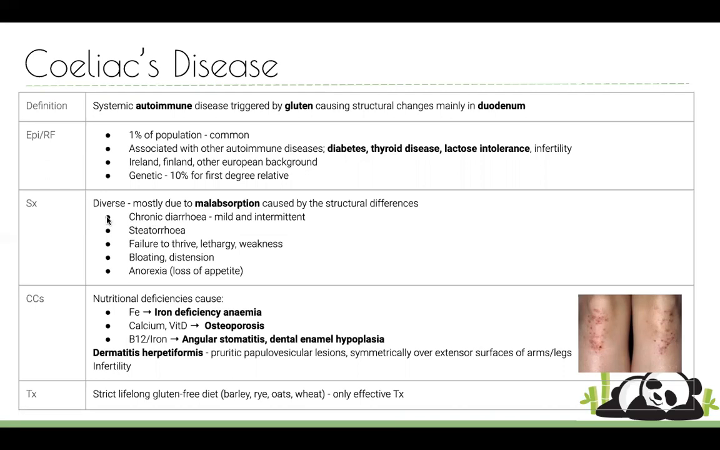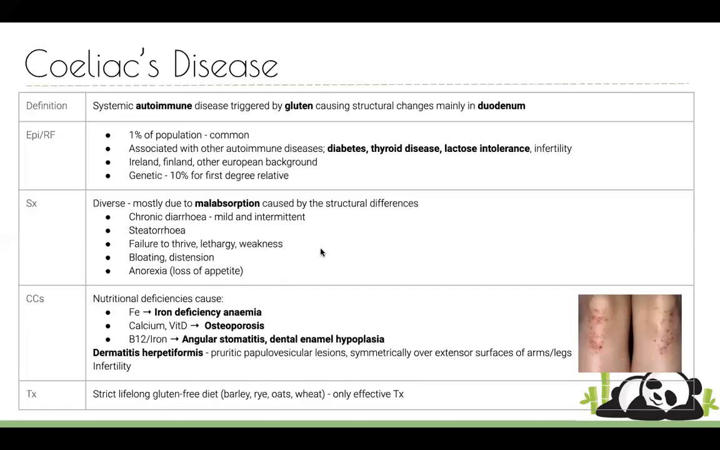The symptoms are pretty diverse. Most of it's due to malabsorption and caused by structural differences. So they get chronic diarrhea if they're continuing to eat gluten, of course, steatorrhea, bloating, distension, anorexia, failure to thrive, lethargy, weakness. So it's actually very severe. This is not your typical, oh, I don't like gluten, I'm not going to eat it. They get a lot of symptoms. A lot of them, when they eat gluten, they can't work. They're super bloated. They can't put their pants on. And so it's quite severe.